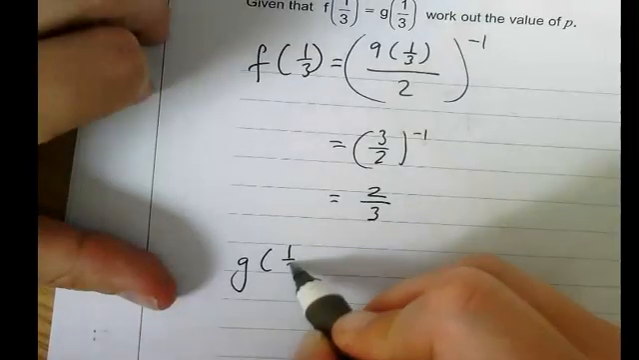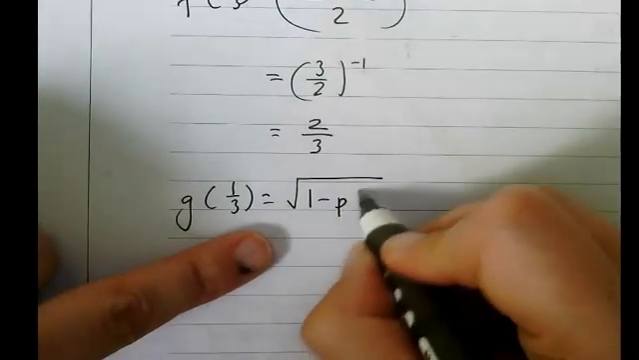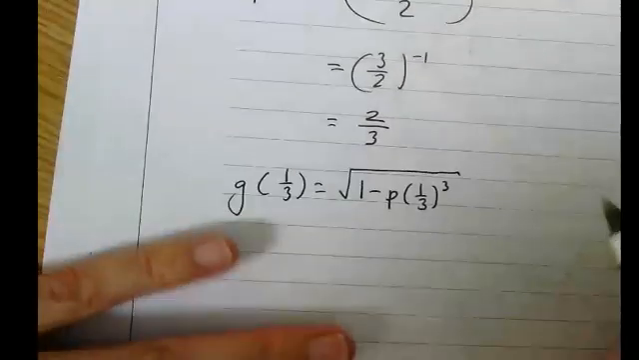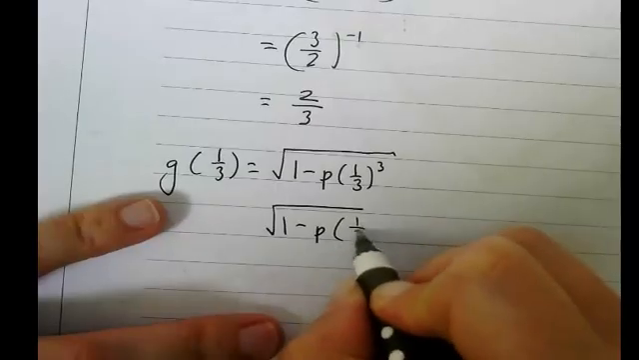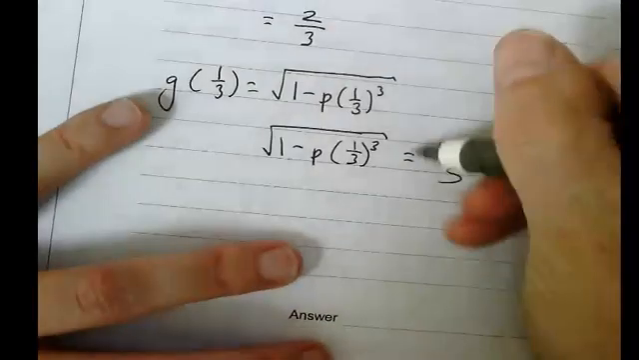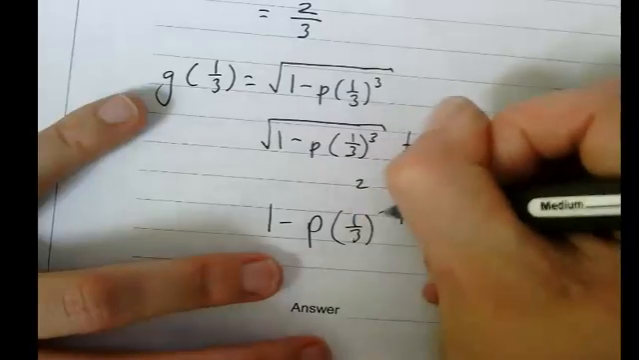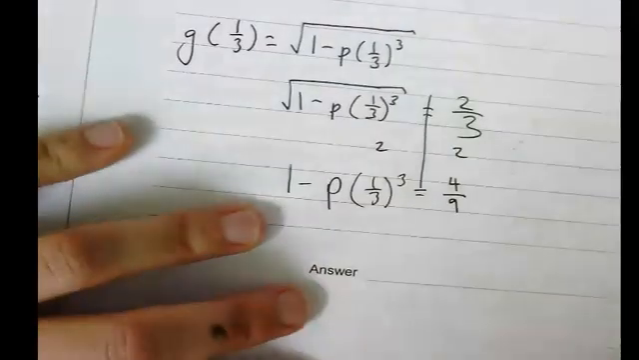So g of 1/3 is going to be substituting 1/3 into g of x. So 1 subtract p lots of 1/3 to the power of 3. So I know that this is equal to 2/3. So 1 subtract p times 1/3 cubed equals 2/3. And I'm going to see if I can solve from here. So I'm going to square first of all. 1 subtract p times a third cubed equals, I square the numerator and the denominator, so 4/9.